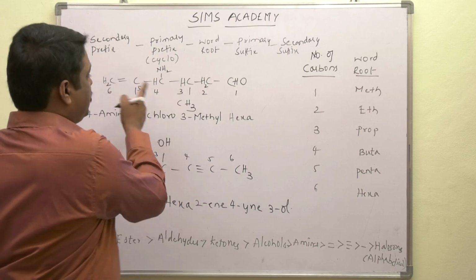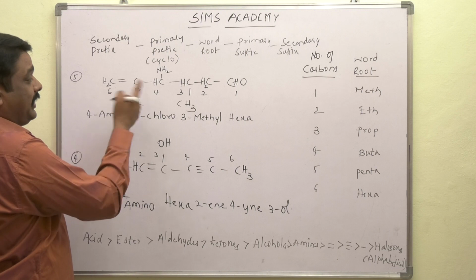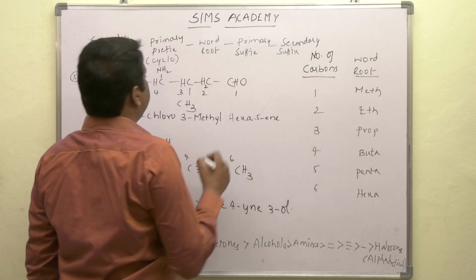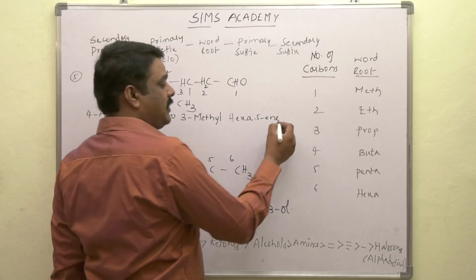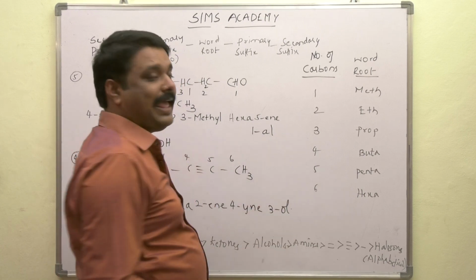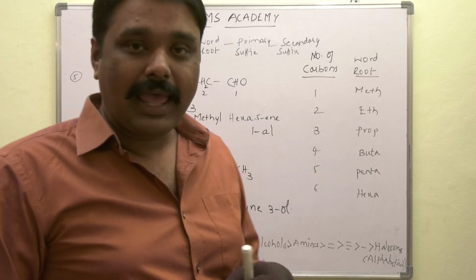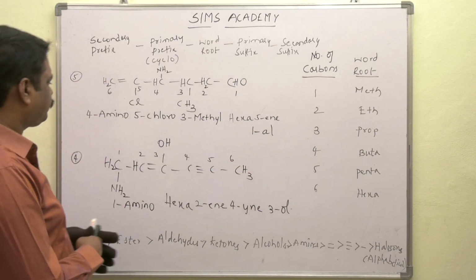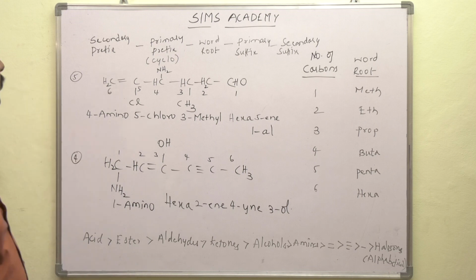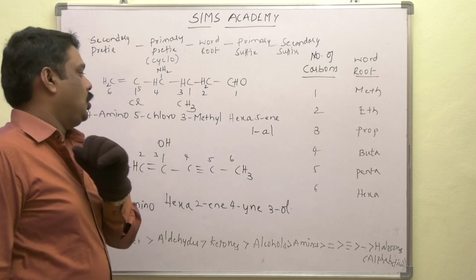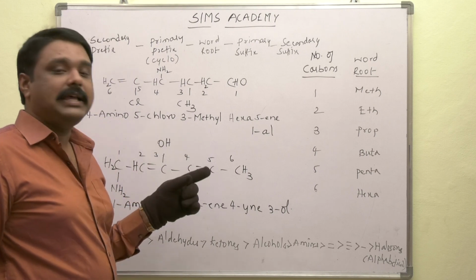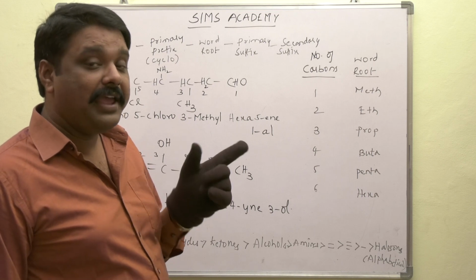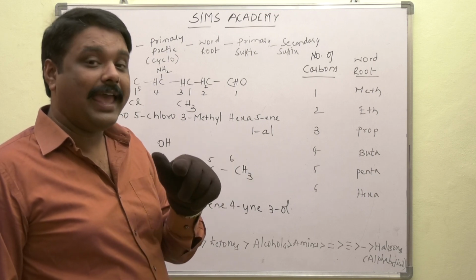This is present in between 5 and 6. Hence, 5-ene. Next, aldehyde is present at the first place, 1-al. Now, finally, we have got its name as 4-amino, 5-chloro, 3-methyl, hexa, 5-ene, 1-al. Okay?